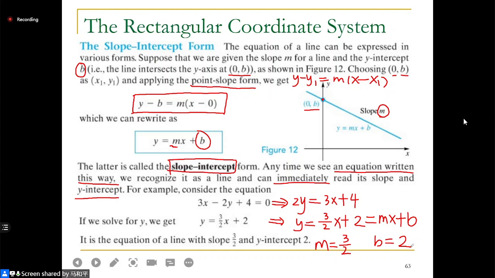If we solve for y, we get y is 3 over 2 x plus 2. And it's the equation of the line with slope 3 over 2 and y-intercept 2.